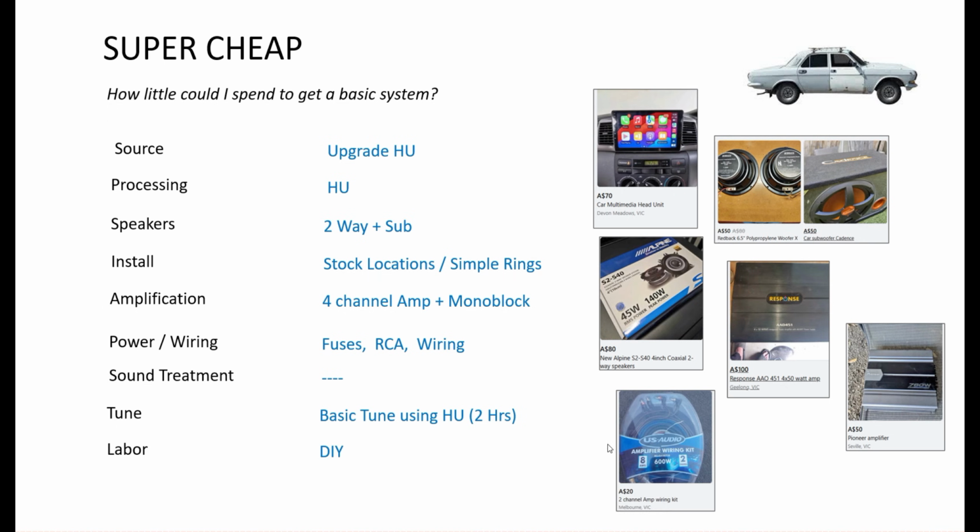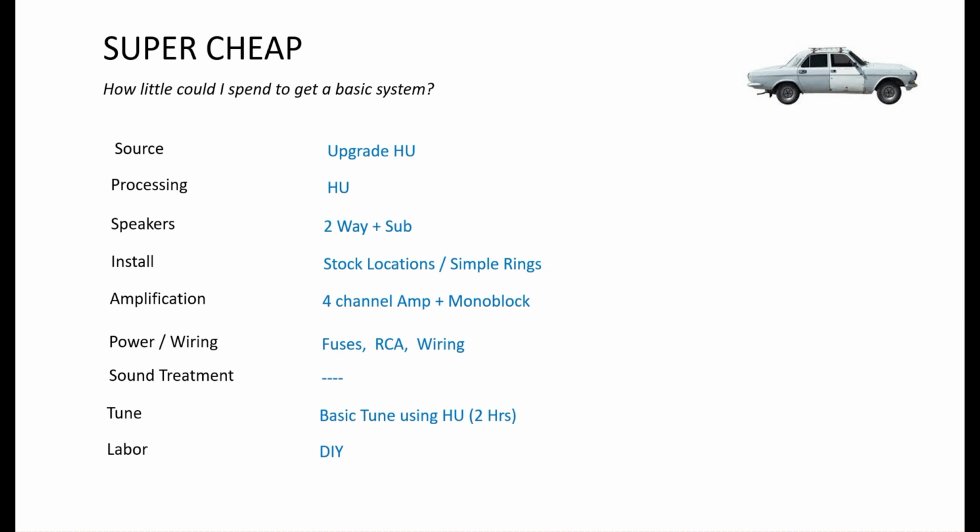and I found a wiring kit with fuses, RCA cables and wiring all in a pack for $20. Yeah, great. So I've already got some MDF out in the shed, so I can make some rings and a basic amp mounting board. So, I'm kind of good to go. So how much does this system cost me to purchase?